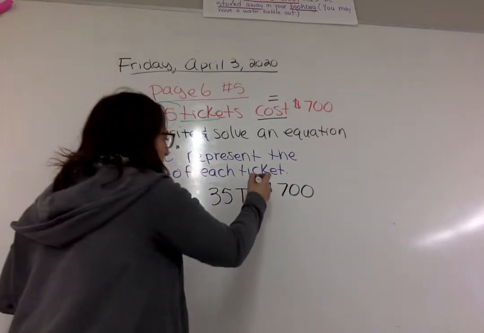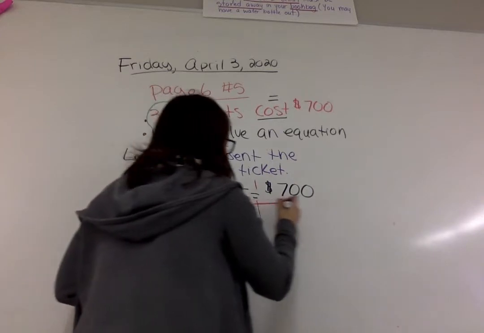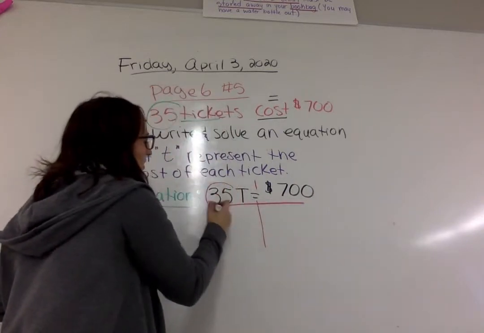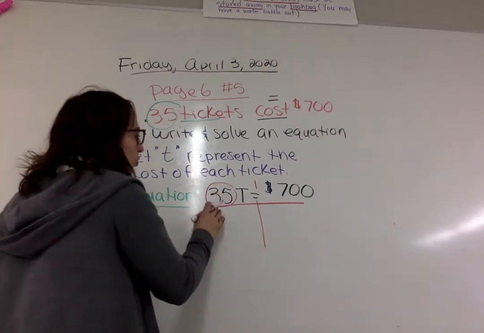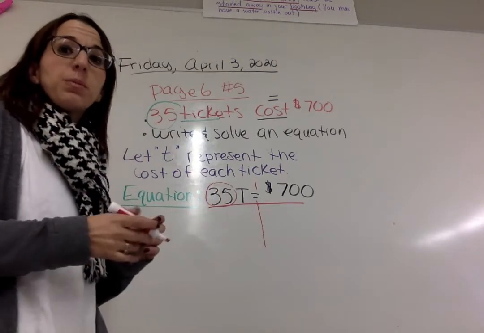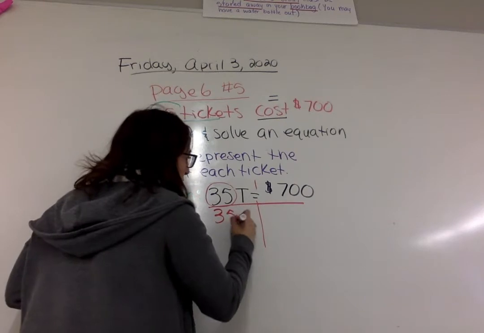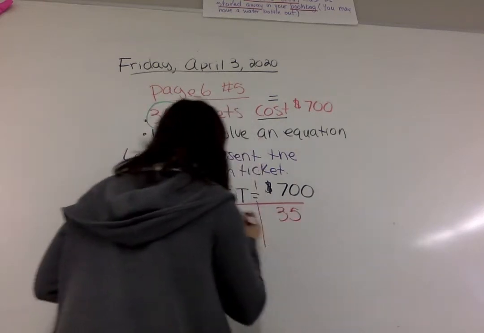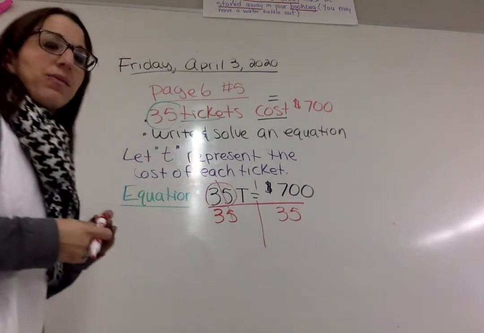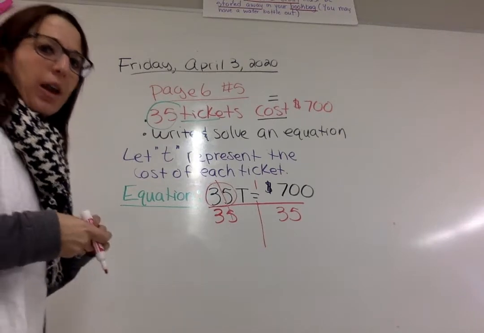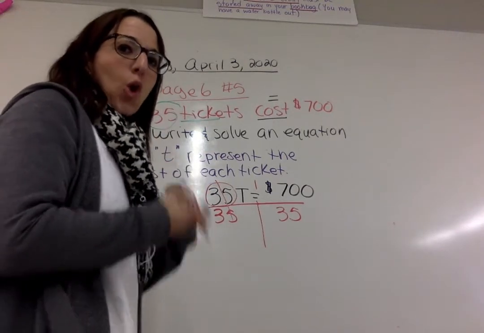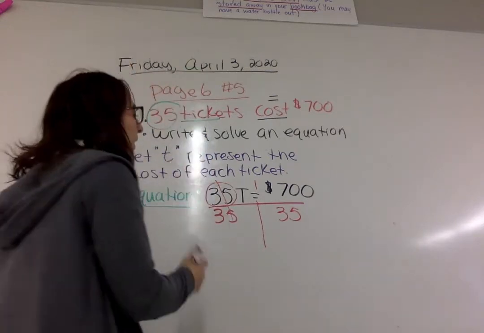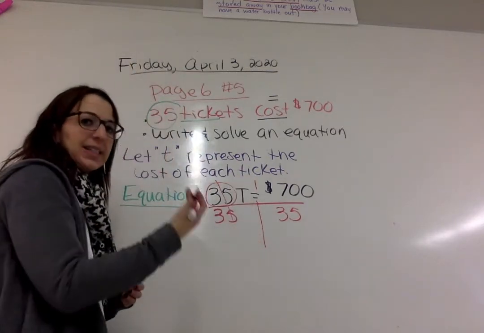So I'm going to make my wall method. Mr. R showed you this way. I need to get rid of the 35 because I want to figure out what value the t is. So I'm going to do division because the inverse of multiplication is division. So I'm going to divide by 35 on both sides. Now, 35 divided by 35 is 1. That is why I crossed it out, because 1t is the same as t. When there's no coefficient, you put a 1 there. So 1t is the same as t.